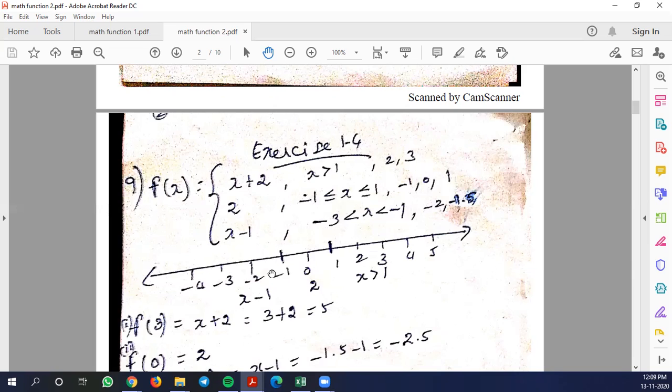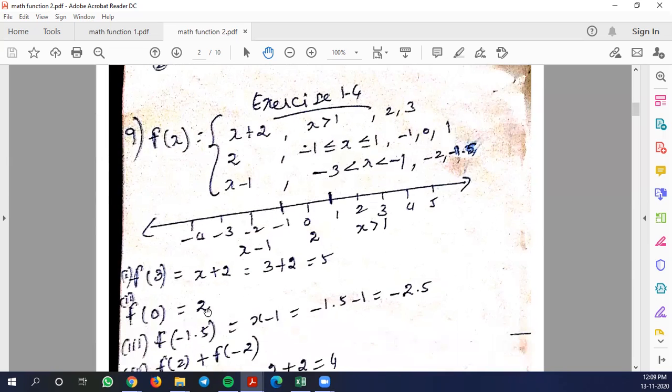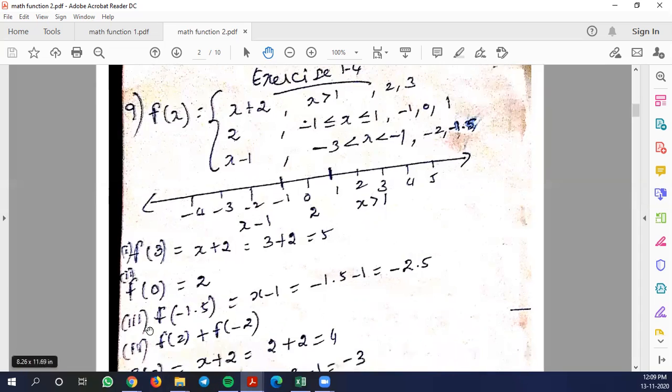Okay. So we'll do the first sum, that is f of 3. So f of 3 means where the 3 lies, here only, x plus 2. So you have to write x plus 2, that is equal to, in the place of x I am substituting the value as 3. So 3 plus 2 it is 5. Now the second sum, it is f of 0. So f of 0, where does it come? Here only. f of 0 means the value is 2, that is given. So no need of finding x. So simply we are writing the answer as 2.